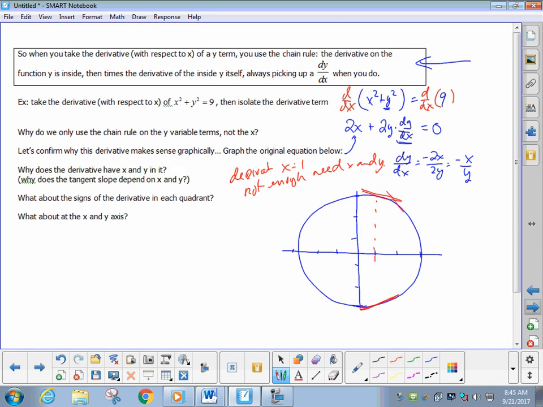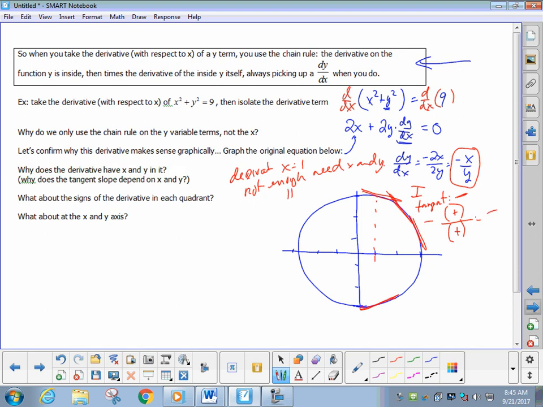Second, what about the signs of the derivative? If I drew tangent slopes here in quadrant 1, the tangents are always what? Those slopes, what do they look like? Positive or negative? Negative slopes. Well, that actually makes sense because in this quadrant, aren't x's positive and y's positive? And so if the derivative rule is the opposite of whatever x over y, in this quadrant, they'll always come out negative.